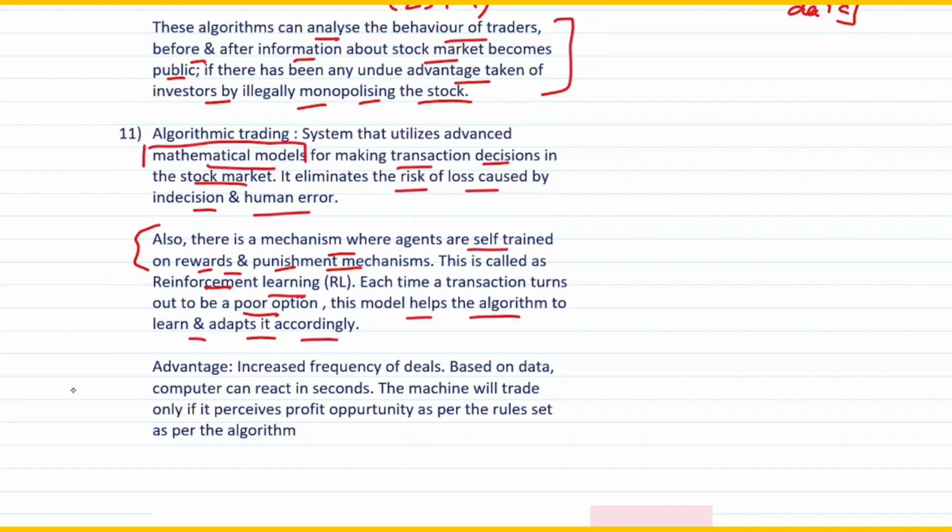So what is the advantage of this? Increased frequency of deals based on data; the computer can react in seconds. So you can have more data, and you can have more transactions happening within the day if you are a trader. So you can make more deals, and you can earn more profit, and the machine will trade only if it receives a profit opportunity as per the rule set, as per the algorithm. Whatever the algorithm is, the machine will read it, and if it sees an opportunity wherein it can make profit, it would act accordingly. If it thinks it's a loss-making venture, then maybe it will quit out of it, right?